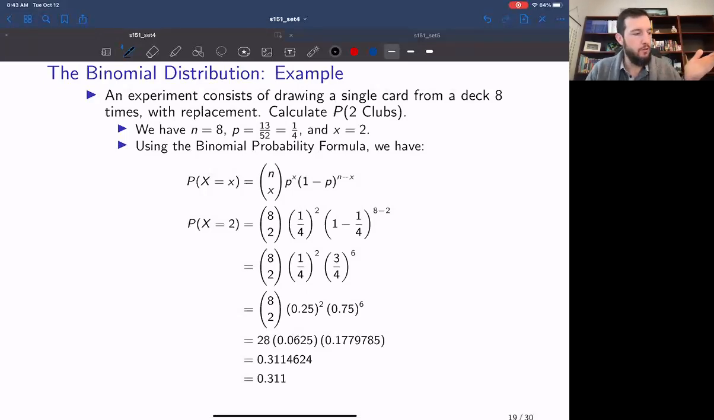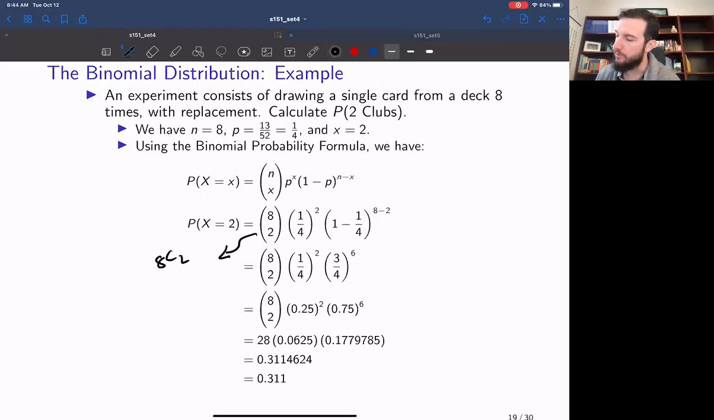Now, all we have left to do is plug into the formula for the probability of x, the binomial probability formula. So we have the probability that x is equal to 2 is equal to 8 choose 2. As a reminder, this is just another way of writing 8 choose 2. So this is the combinations rule, not division.